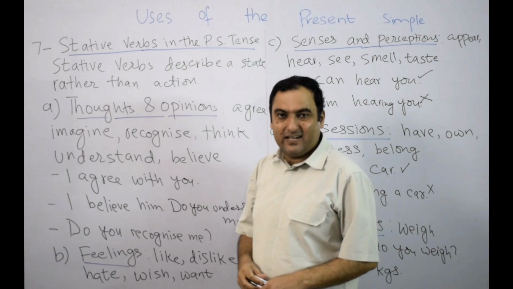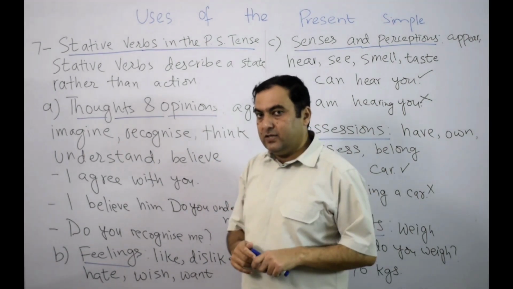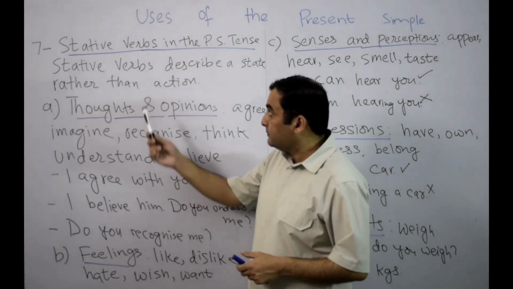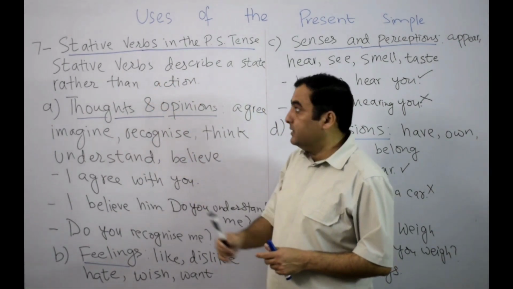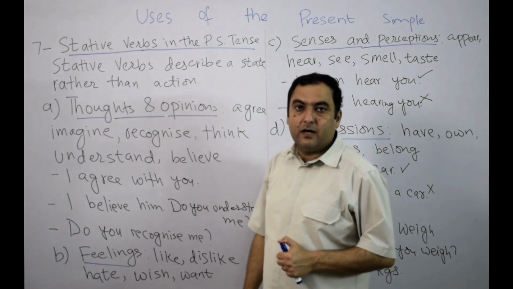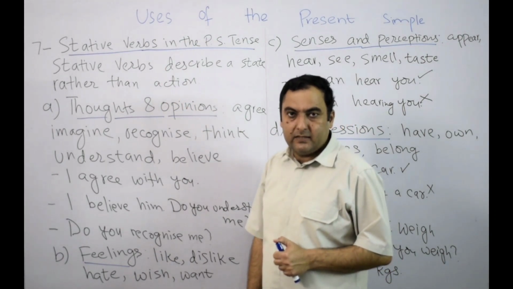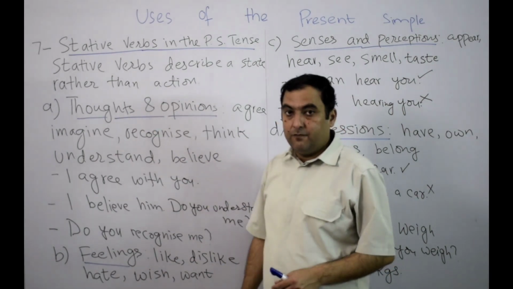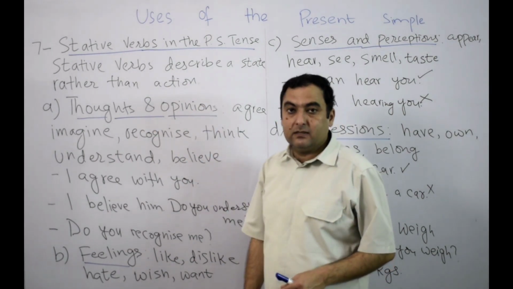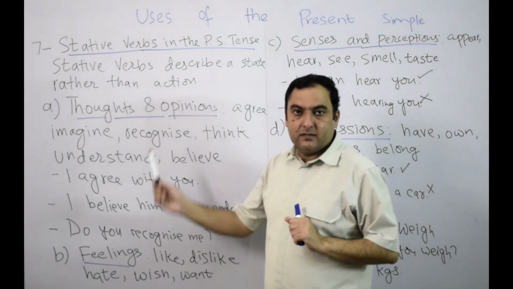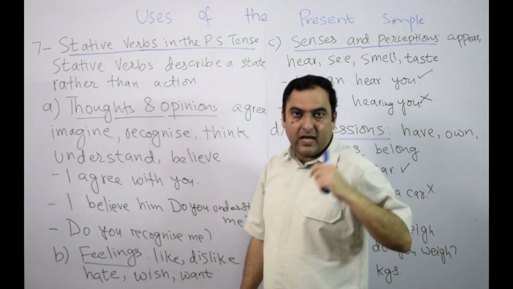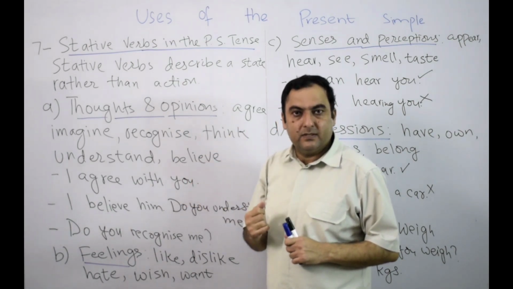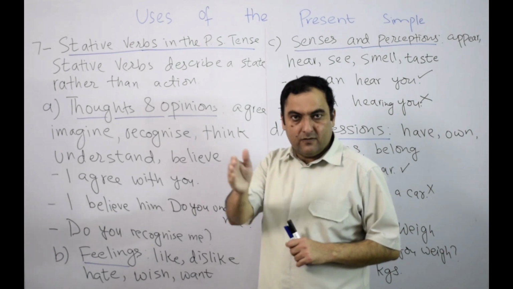So let's get started. We study one basic usage, but then that basic usage has subparts. That main usage is: stative verbs are used in the present simple tense. Well, what are stative verbs? Stative verbs are verbs which describe a state and not action. And then there are different types of stative verbs. They are further divided into different parts.